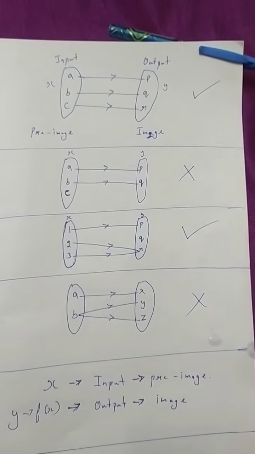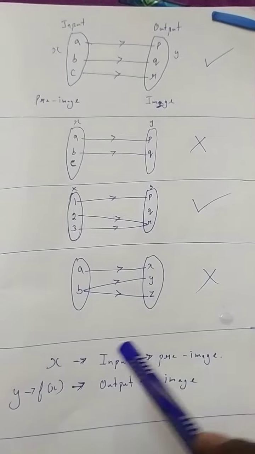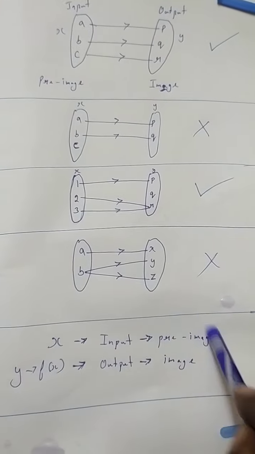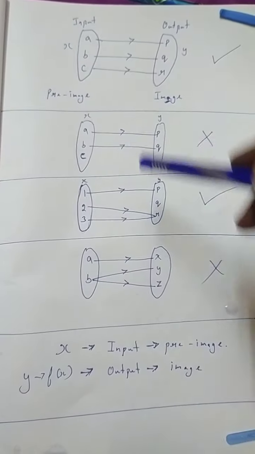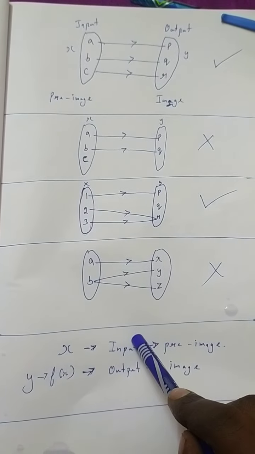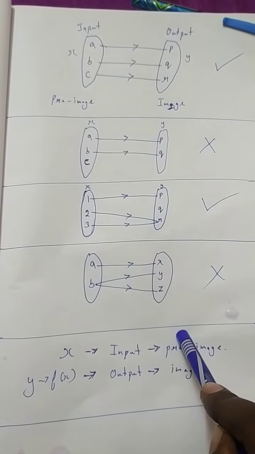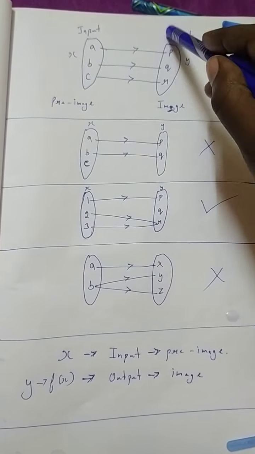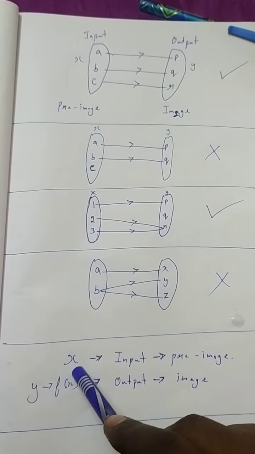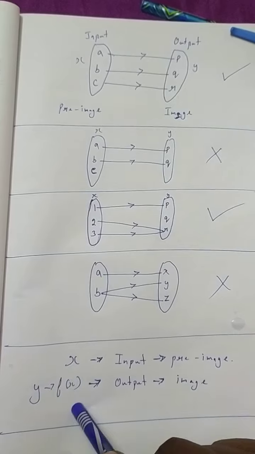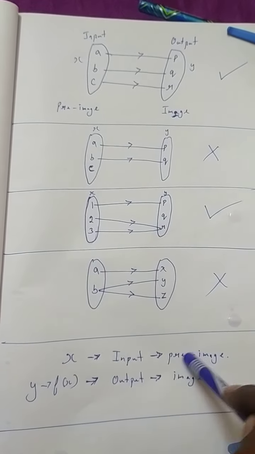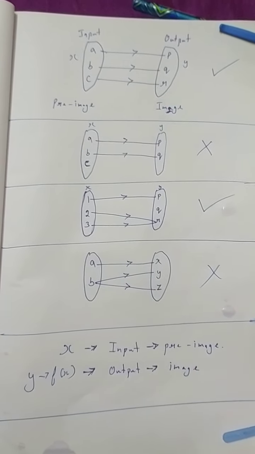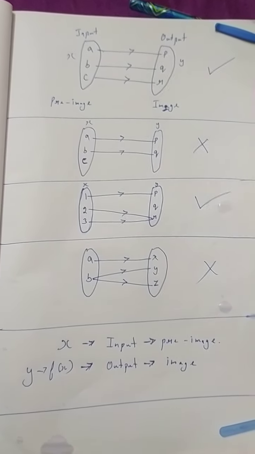So these are the examples of functions. If you look at this one, it is some hint. First elements are always considered as X, otherwise called input, otherwise called pre-image. Second elements are always considered as Y. So here Y is otherwise called f of X, and it is otherwise called output, and another name is image, right? So that's all about the introduction of function.